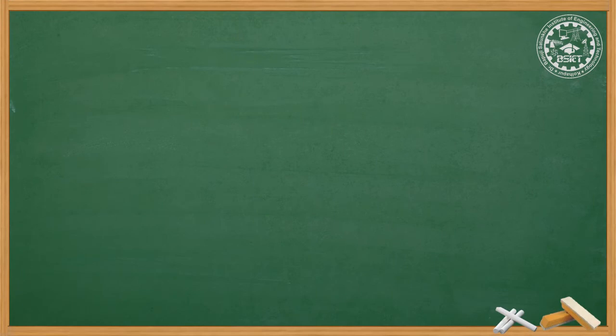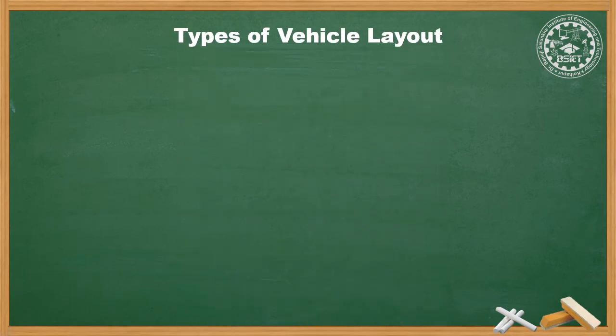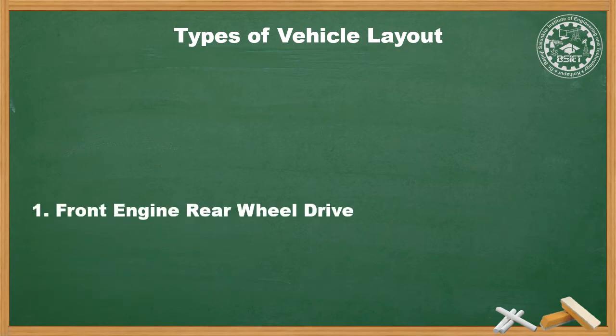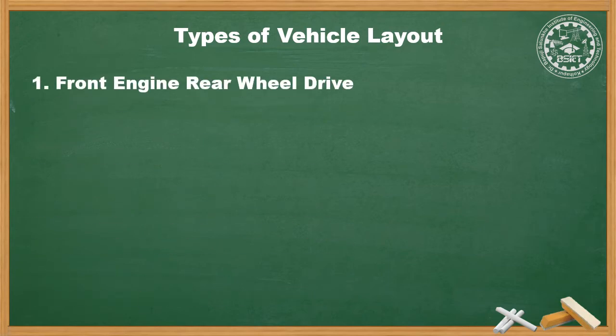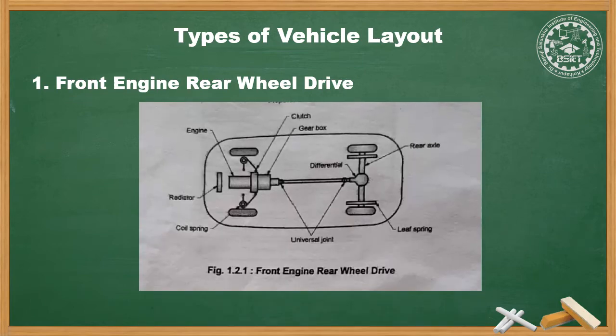Starting with the very first one, front engine rear wheel drive, FERWD. In this front engine rear wheel drive, as shown in the figure, the vehicle places the engine in front of the vehicle and the driven wheels are located at the rear. A configuration known as front engine rear wheel drive layout is shown in the figure below.